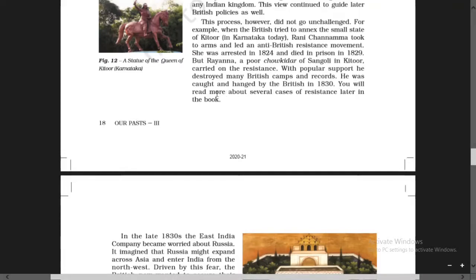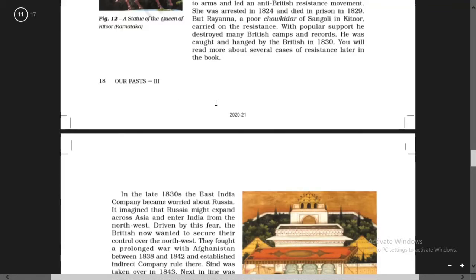You will read more about several cases of resistance later in the book. That means in the forthcoming chapter, you will learn about these cases of resistance in more detail.